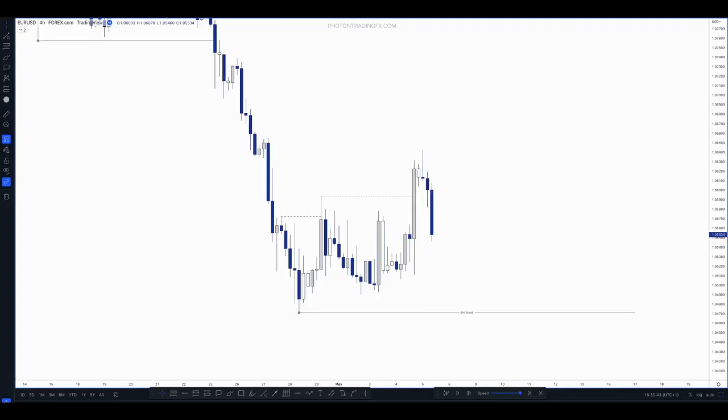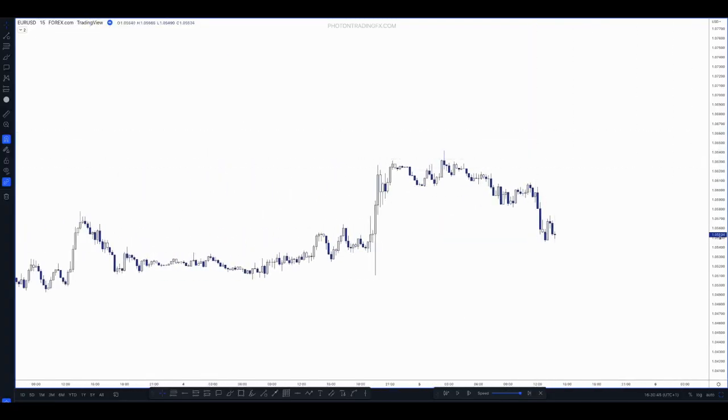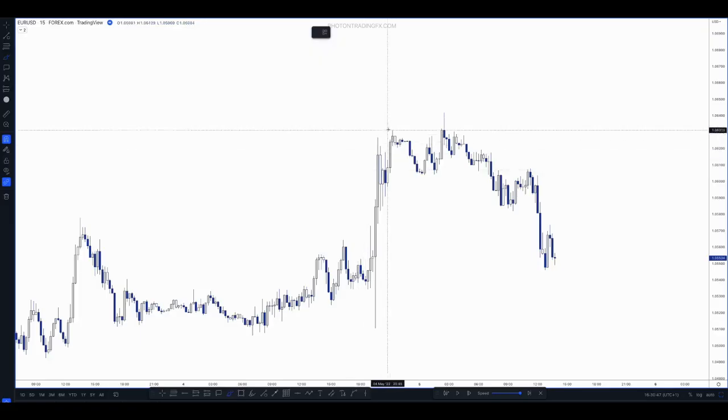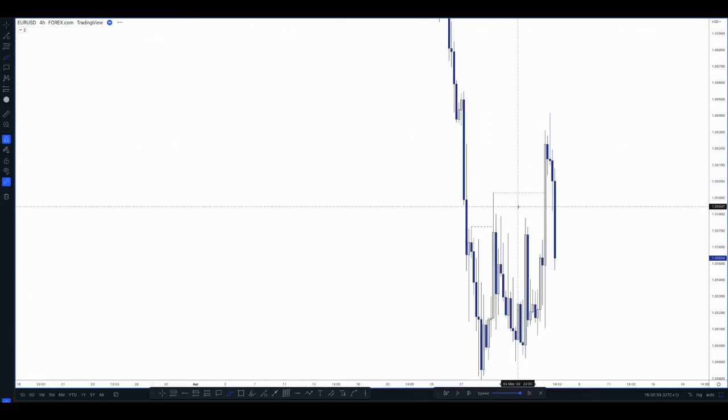Let's just double check on the lower time frame that it did happen in that order. Yes, it did. You can see here, that's the high. So price pulls back, then it takes the high, then it takes the low. So there's your bearish CHoCH, which signals at least an internal pullback.